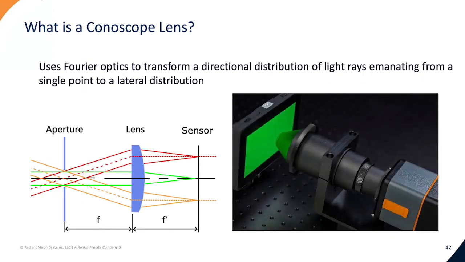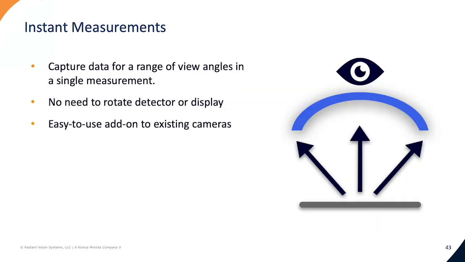One way that this challenge can be addressed is through the use of a conoscope lens, which uses Fourier optics to transform a directional distribution of light rays emanating from a single point to a lateral distribution of light rays. Using an imaging photometer or colorimeter with a conoscope lens means that we capture data for a range of view angles in a single measurement. There is no need to rotate the detector or the display, and we are leveraging an easy-to-use add-on to existing cameras.